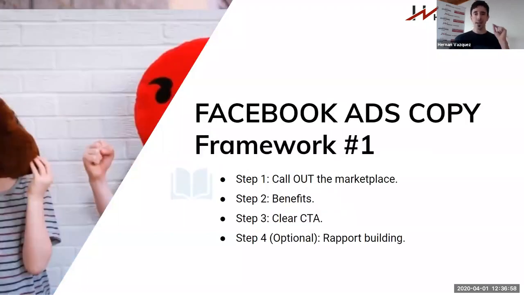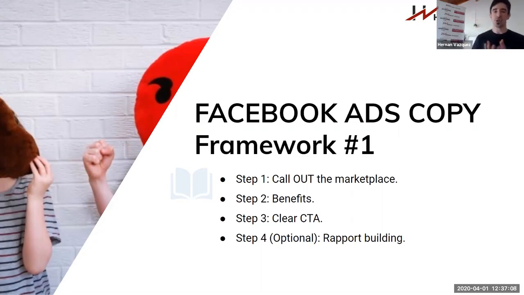So let's talk a little bit about copy. I'm going to share with you guys two copy frameworks that are really good and really effective, okay? So framework number one is a short framework that only contains 4 steps, okay? So the 4 steps are going to be, number one, we're going to call out our marketplace. Number 2, we're going to talk about the benefits. And number 3, we're going to have a clear call to action. Step 4, which is optional, we're going to be generating a little bit of rapport building.